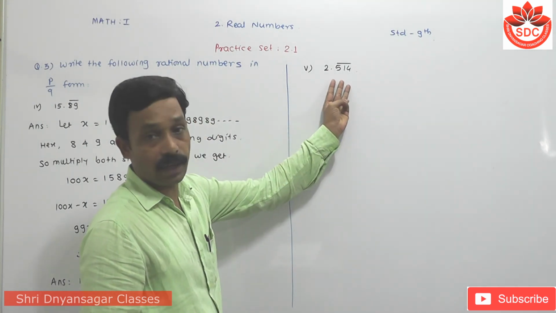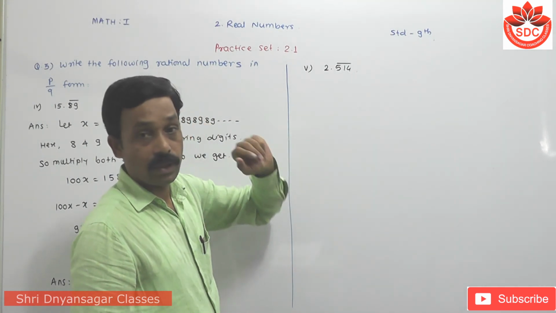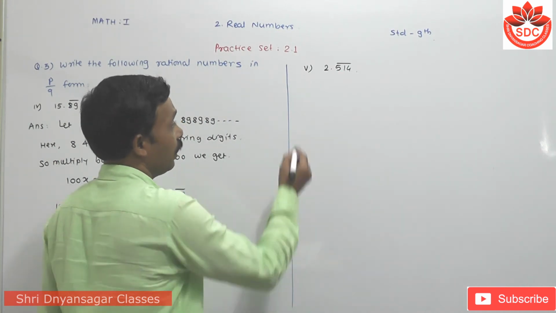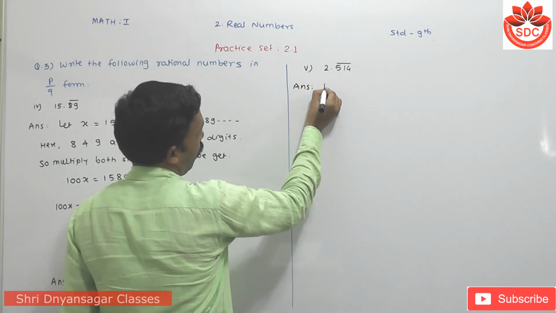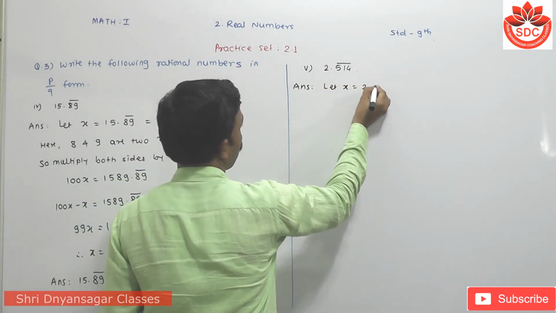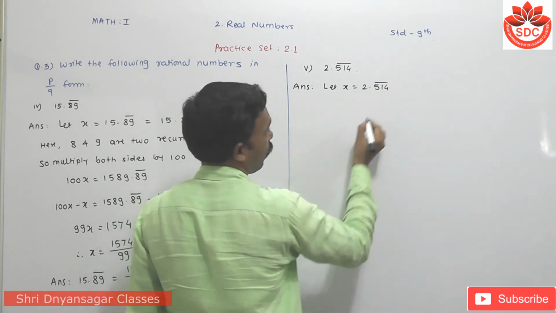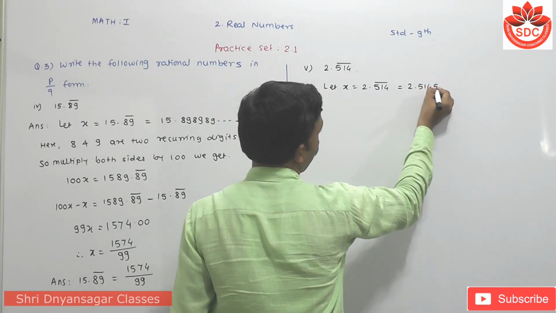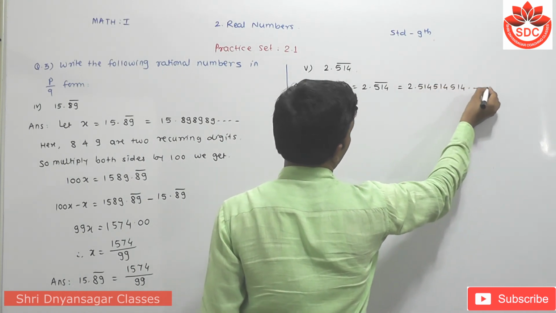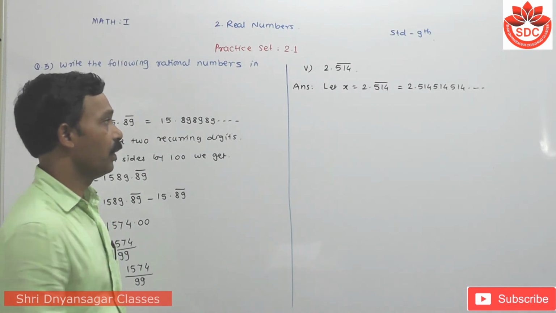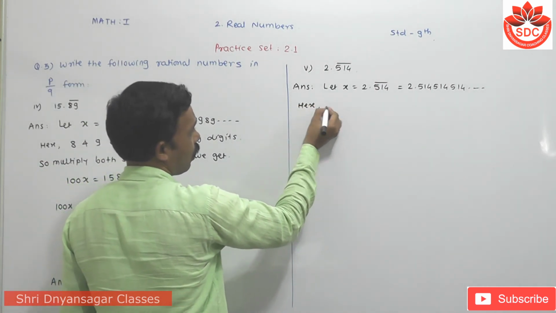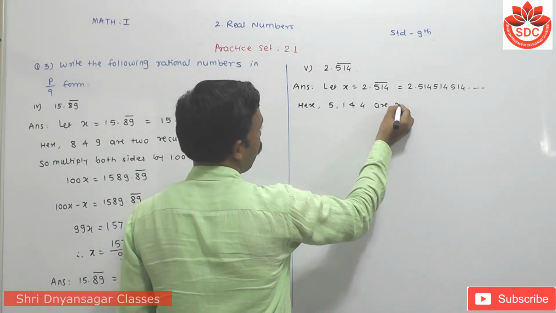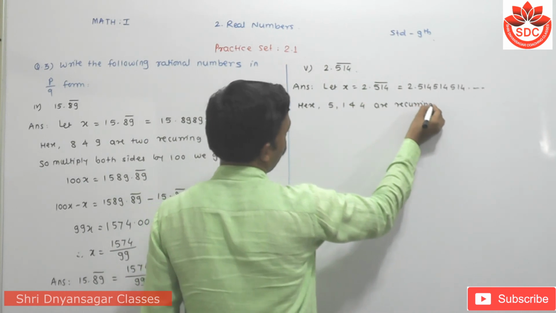Then we take the next question, sub question 5, 2.514 bar. Here 3 digits are recurring, 5, 1 and 4. So if there are 3 digits, then you have to multiply it by 1000. So let x is equal to 2.514 bar. This number recurs many times. Here 5, 1 and 4 are recurring digits.